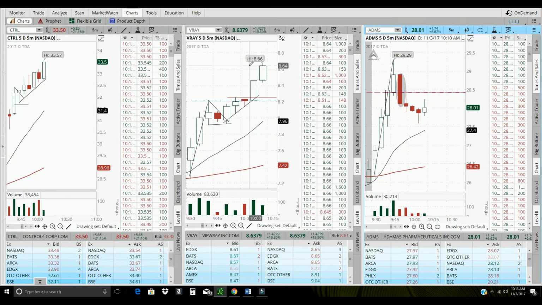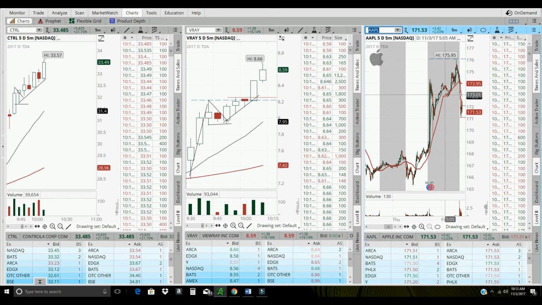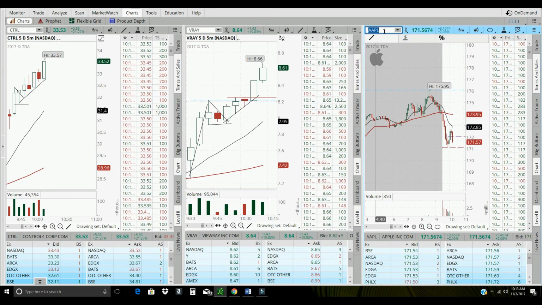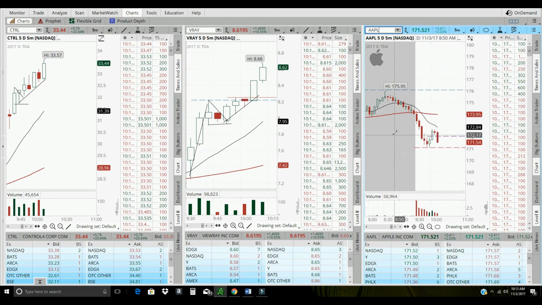8.66, got in at 8.14. Still have 750 shares left. Apple hit a bounce, rolled back over. Made $50. Thank you for your time and your effort with Apple. I appreciate you.